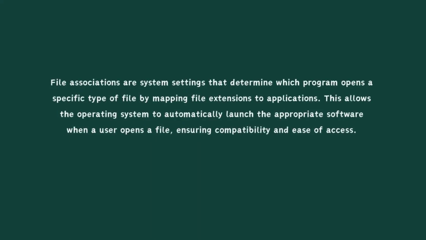File associations are system settings that determine which program opens a specific type of file by mapping file extensions to applications. This allows the operating system to automatically launch the appropriate software when a user opens a file, ensuring compatibility and ease of access.